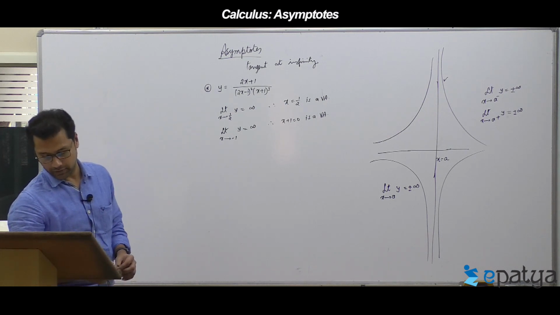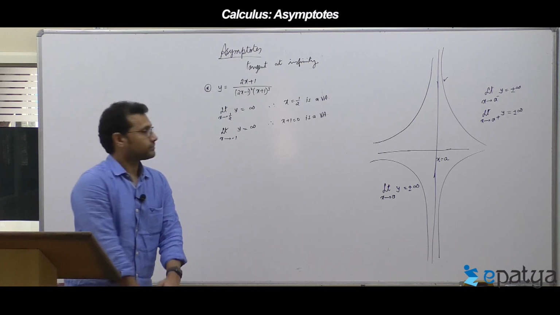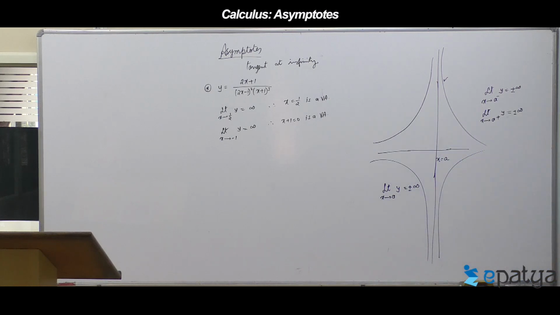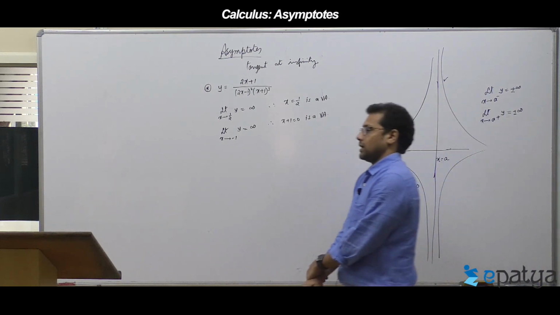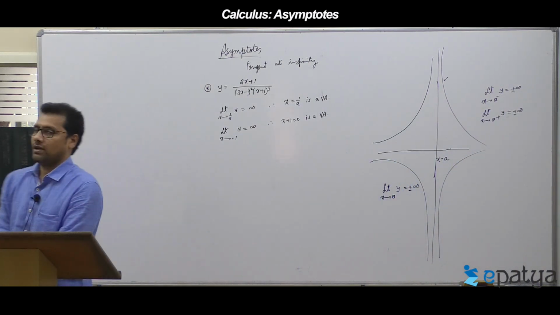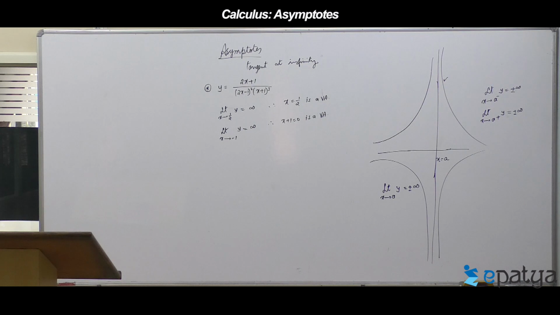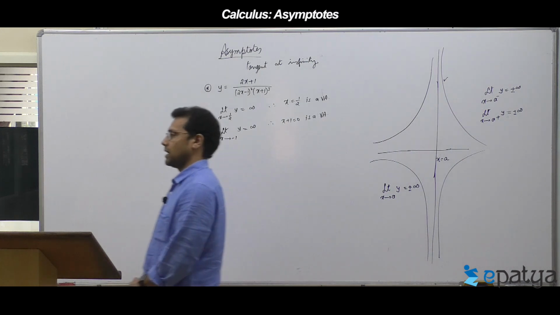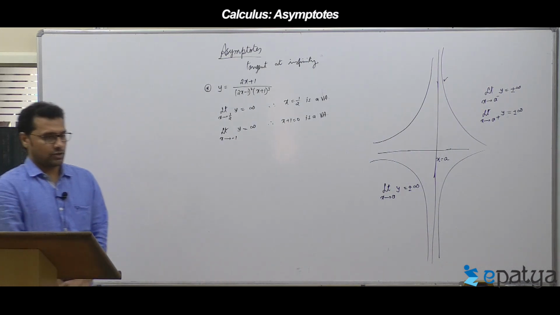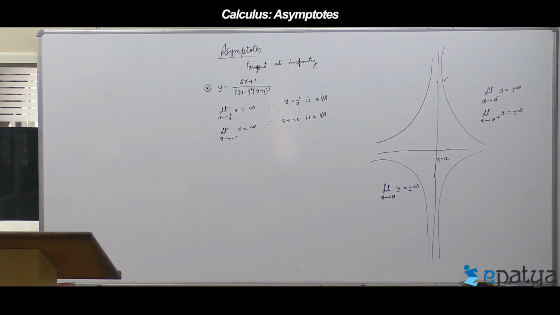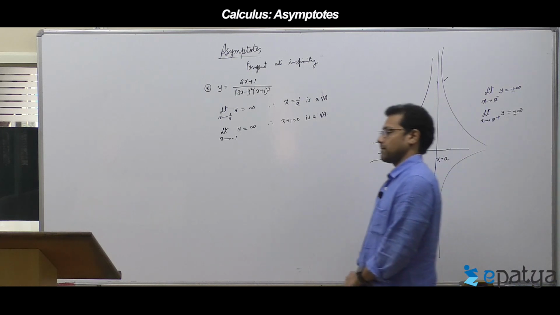Note, very, very important note. Equating to 0 the coefficient of highest power of y in an algebraic equation gives vertical asymptotes.